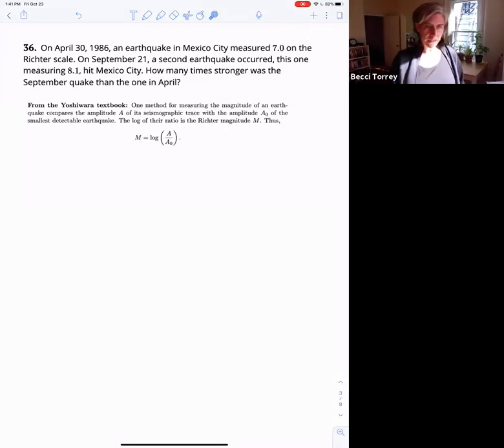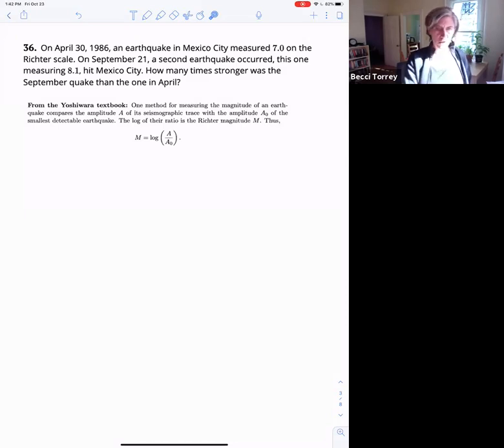And this is a problem from the textbook, problem number 36. It says, on April 30th, 1986, an earthquake in Mexico City measured 7.0 on the Richter scale. And on September 21st, a second earthquake occurred, this one measuring 8.1, hit Mexico City. How many times stronger was the September quake than the one in April?